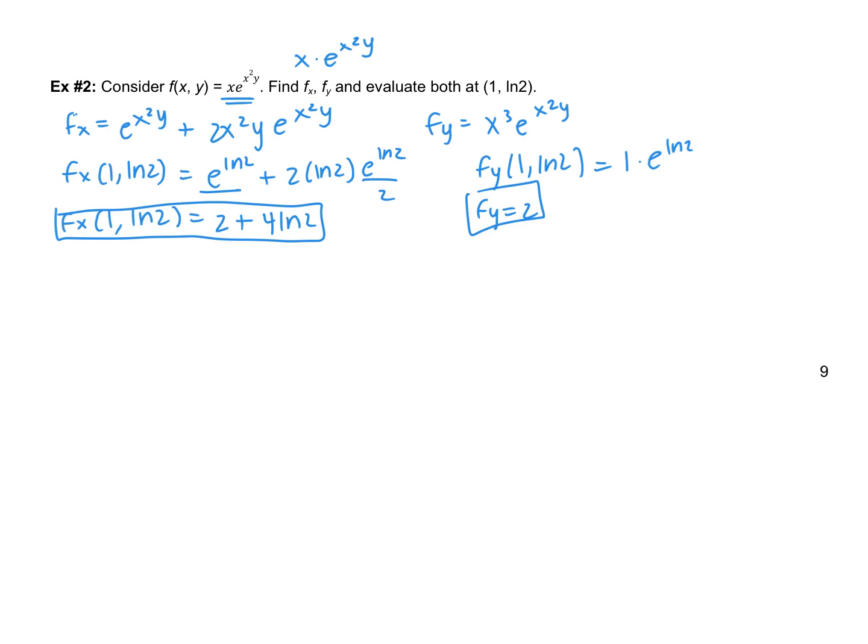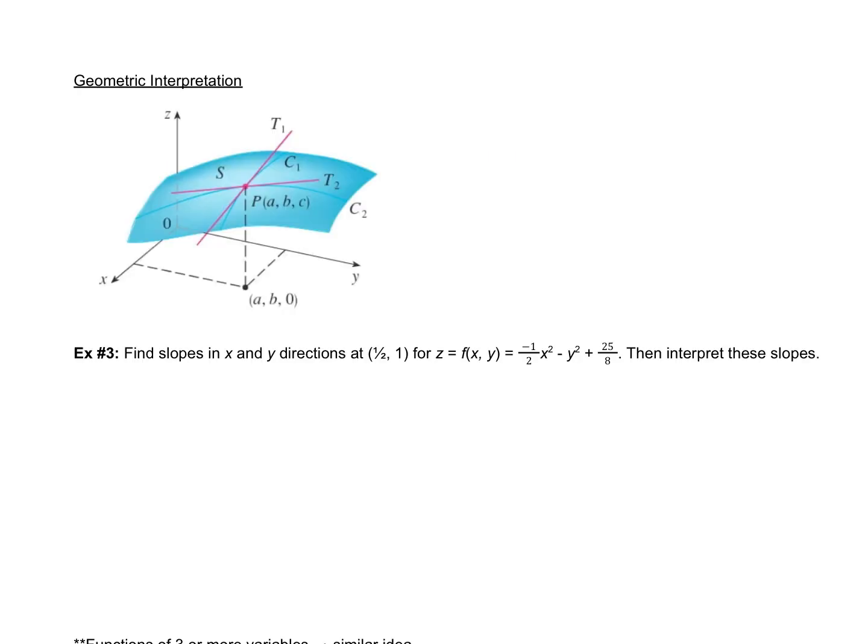Okay, so it's important that we can find these partial derivatives and that we can evaluate them, but the next logical question should be, why do I care? What do these numbers actually mean? So let's talk about geometrically what we're finding and what these partial derivatives represent. Okay, so now that we've looked at calculating some partial derivatives, let's talk about what these partial derivatives actually mean.